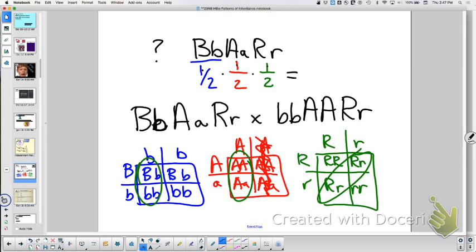So then all I have to do is multiply those together. 1 times 1 times 1 is 1. 2 times 2 is 4, times 2 is 8. Okay, so just remember to multiply and not add. Because remember how we have to do that with probability?